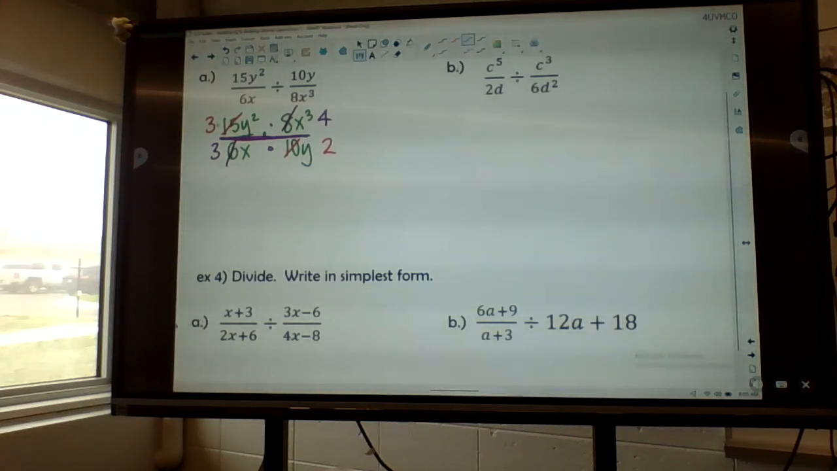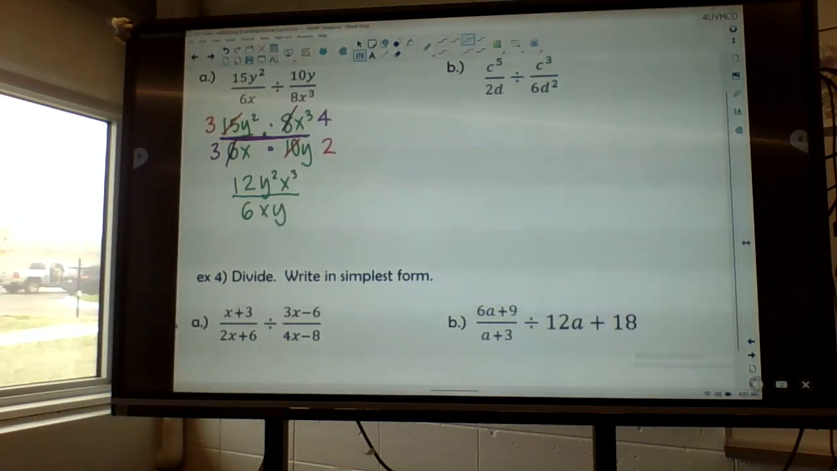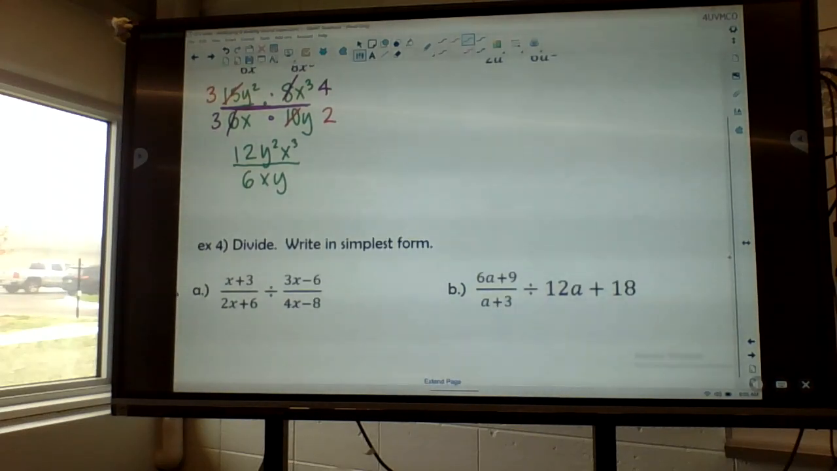So I have 3 times 4 is 12. I have y to the second, x to the third on top. On the bottom, I have 3 times 2, which is 6, x and y. Now again, if you could stay organized up there and we're able to cancel some more, you're welcome to do that. You don't have to write this in between step. But now this kind of makes it a little bit cleaner and easier to work with maybe. So 12 over 6, I know that's going to be 2 over 1.